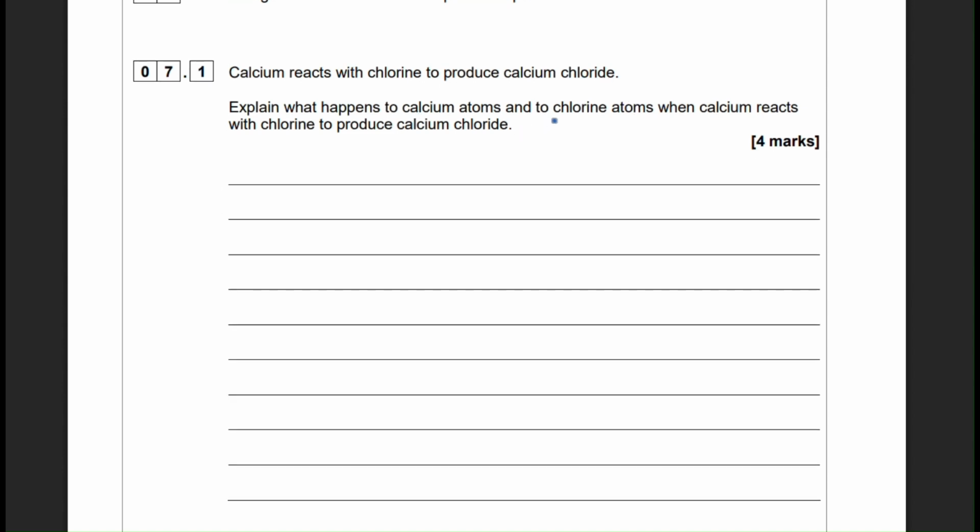Explain what happens to calcium atoms and to chlorine atoms when calcium reacts with chlorine to produce calcium chloride. So basically you're explaining how they join together. They join together by forming ionic bonds. The first thing I would probably explain is what happens to the calcium. Calcium has 2 electrons in its outer shell because it's in group 2, and it loses those 2 electrons.